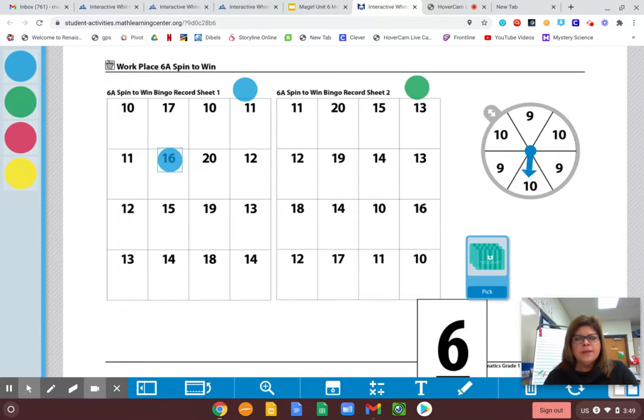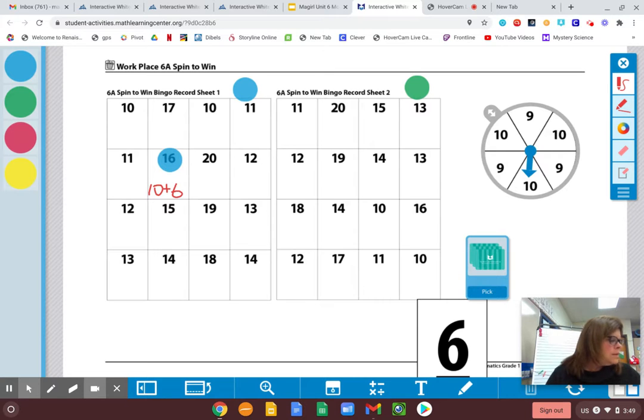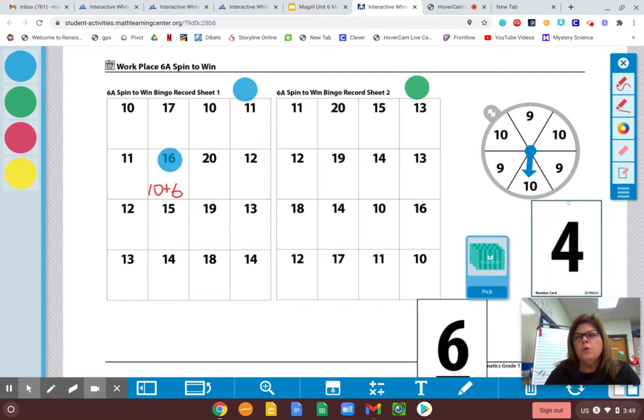Then I'm going to click on the crayon down below, and I want to write my two numbers I added, 10 and 6. So I'm going to write 10 plus 6. And that fit right in there. I'm clicking and making the numbers with the mouse, okay? So next, I am going to put that back, and I'm going to pick for you. You have 4.